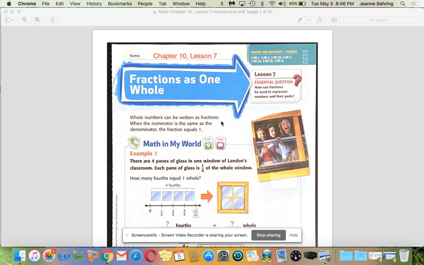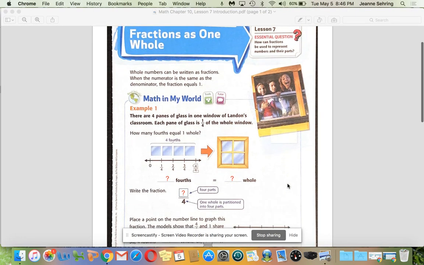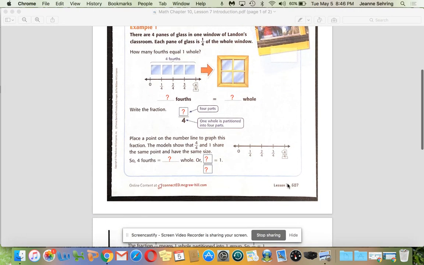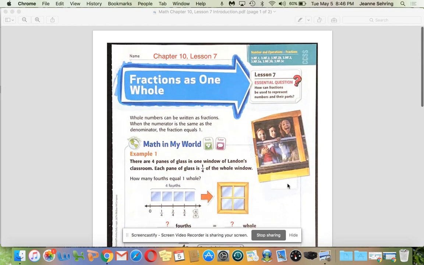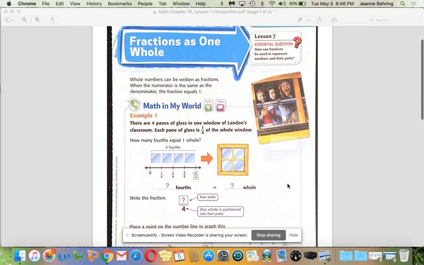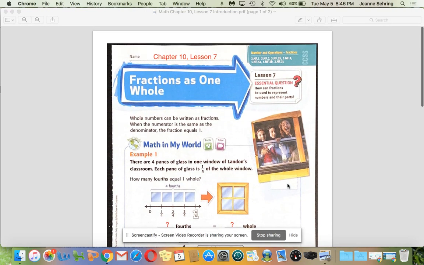Good morning, my friends. We are going to talk about Chapter 10, Lesson 7 today. It will be our last lesson in Chapter 10. We're going to start on page 607. We're talking about fractions again today, and it's going to be a little twist on fractions.